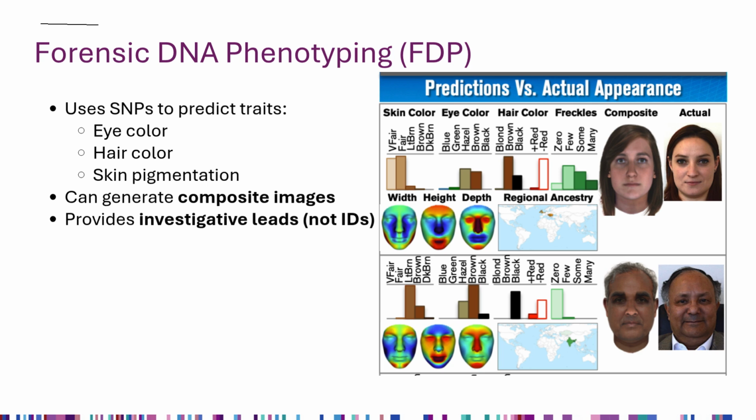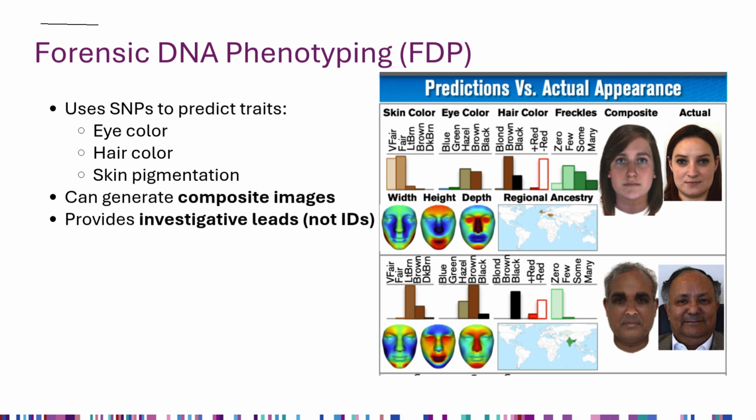The picture here shows a couple of individuals who volunteered to participate in the development of this Snapshot technology. Parabon developed their model for prediction and then tested it against volunteers to see how accurate it was. You can see that they were fairly accurate in their phenotype predictions.